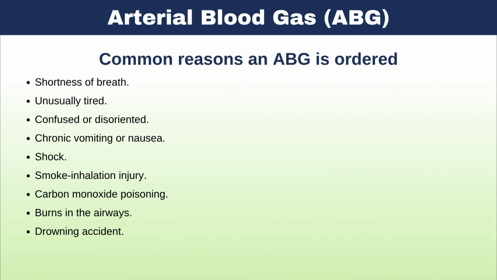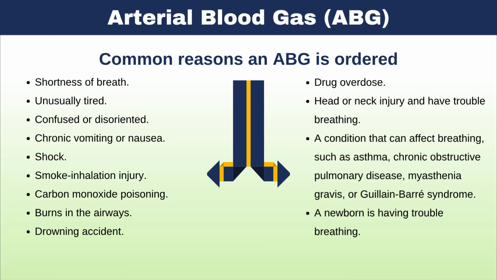Some of the more common reasons an ABG is ordered are shortness of breath, unusual tiredness, confusion or disorientation, chronic vomiting or nausea, shock, smoke inhalation injury, carbon monoxide poisoning, burns in the airways, drowning accident or decompression sickness, drug overdose, head or neck injury with trouble breathing, a condition that can affect breathing such as asthma, chronic obstructive pulmonary disease, myasthenia gravis or Guillain-Barré syndrome, and also a newborn having trouble breathing. For such people, we do ABG analysis.